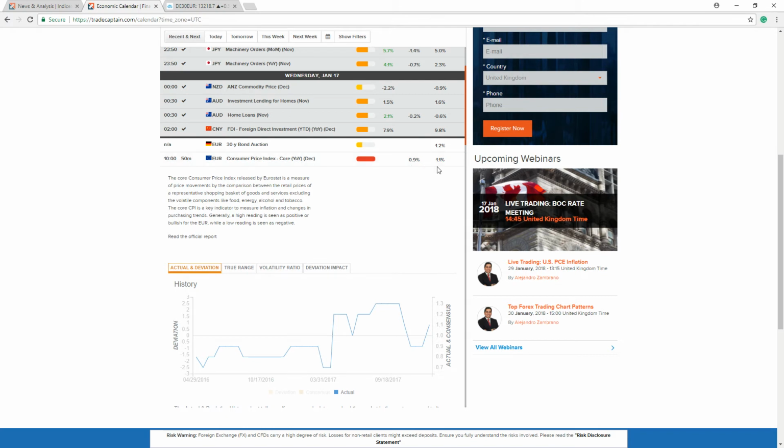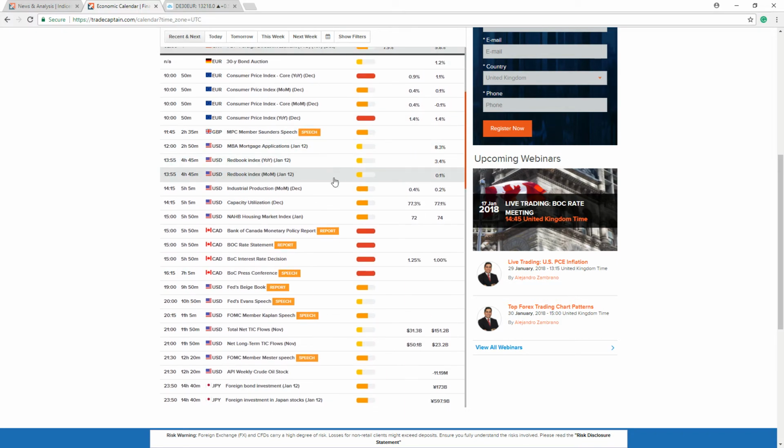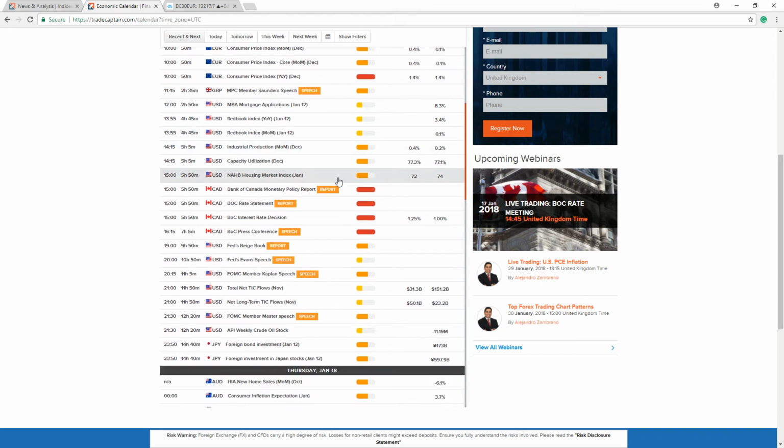Anticipated outcome 0.9 versus 1.1 in the prior month. If it's higher than 0.9, then that could cause the euro to gain a little bit. But I don't think it's enough. We need to wait for that pullback before the market starts to bottom out. Rallies higher. We need that correction in the euro.